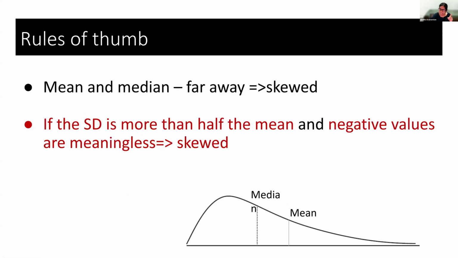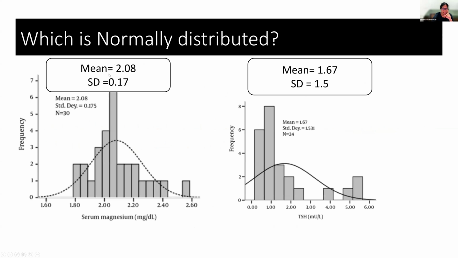Second, look at the mean and the median. If they are far away from each other, then it is slightly skewed. Third, look at the mean and standard deviation. If the standard deviation is more than half of the mean and negative values are meaningless, it is likely to be skewed. So we'll look at this example. In this, just look at the mean 2 and standard deviation 0.17. However, in this, you have mean 1.67 and standard deviation 1.5. So it is more than half the mean, it is a skewed distribution.